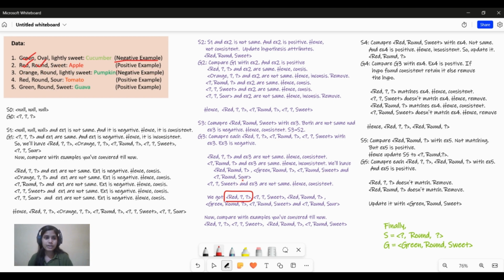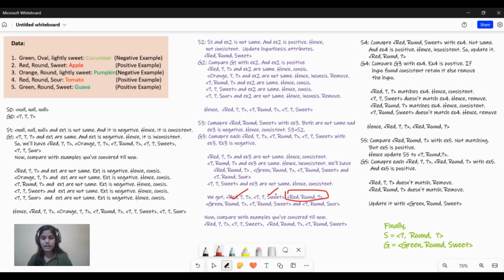Now let's check the next hypothesis. This one, question mark and sweet. First example, question mark and sweet. Here this is not the same, but the example is negative, so it is consistent. Question mark and sweet, the example is positive, so it is consistent. Question mark and sweet, not the same, but the example is negative, so it is consistent. So we will retain this hypothesis also.